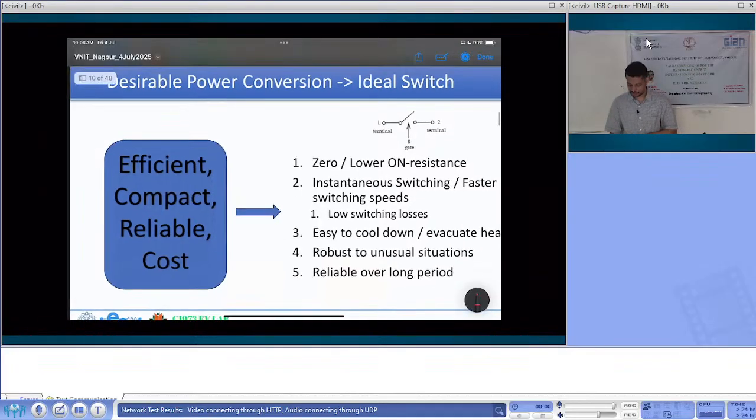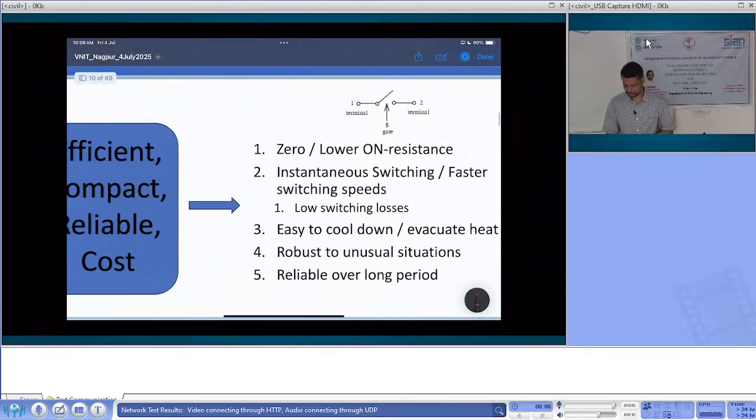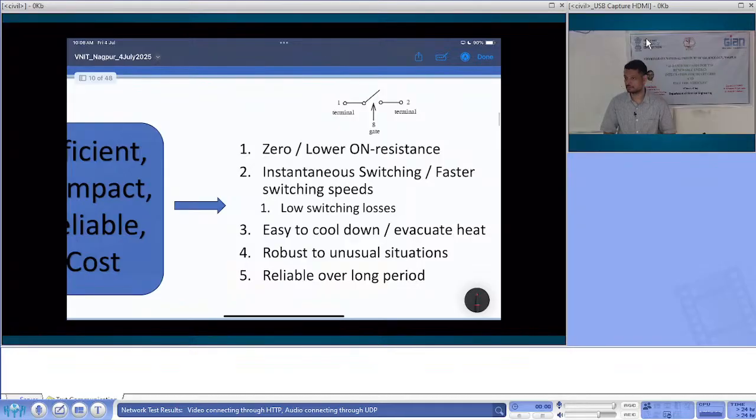And as a power electronics engineer, one would want to have very efficient, compact, reliable, and also cost-effective converters, right? If we leave the cost part a little bit aside for now, but certainly efficiency, reliability, and compactness, right? So this is the ideal switch, which I've drawn, and you must have seen it in any power electronics textbook as well. What we mean by ideal switch is, there are no losses, switching loss, conduction loss, it switches instantaneously and so on, but in reality switches are not ideal, right?